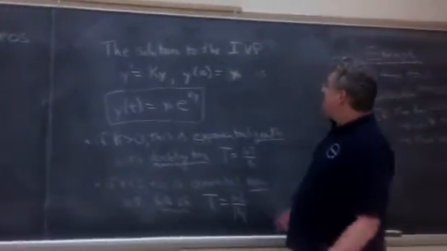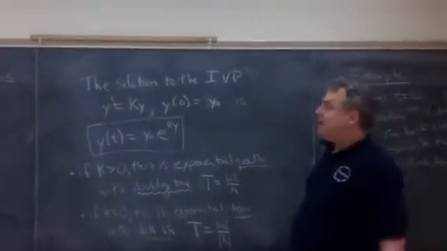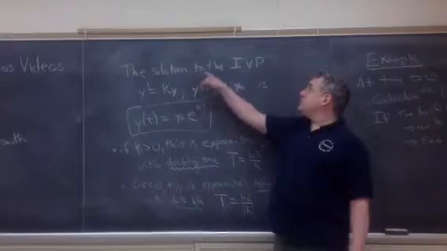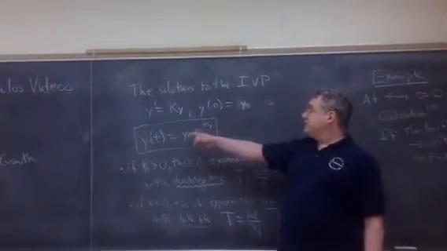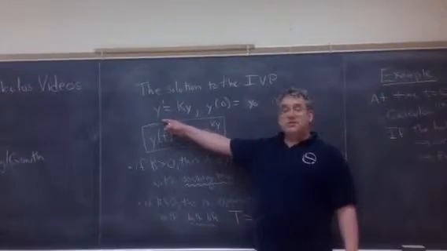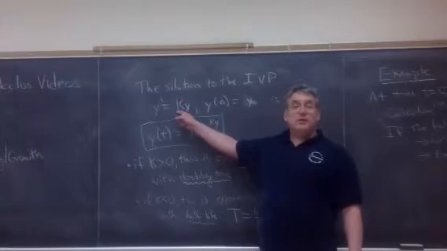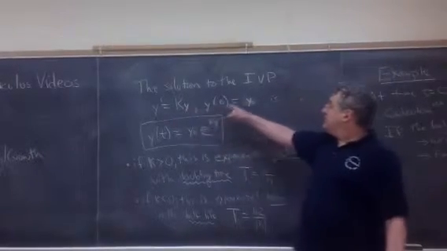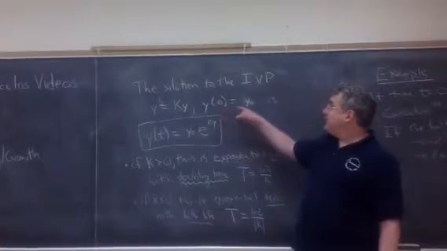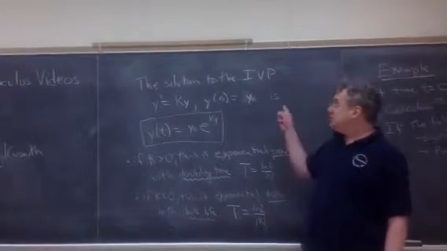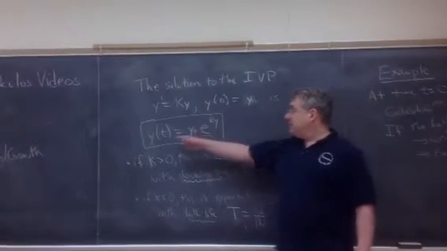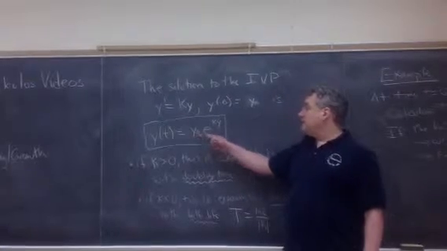So the first attempt at making it more calculus-like is that we're going to talk about it as the solution to an initial value problem. The differential equation is y prime equals ky for some number k, and the initial value is y of 0 equals y sub 0. So the solution to this is simply y of t equals y0 times e to the kt.